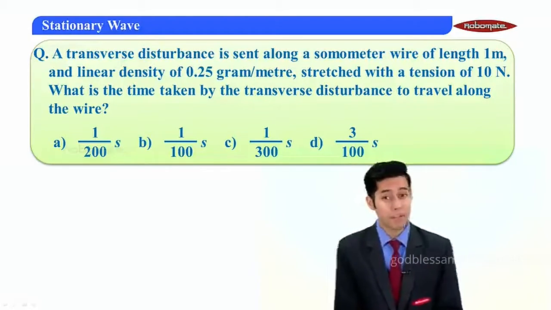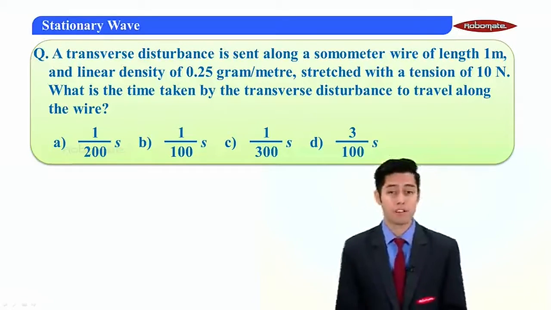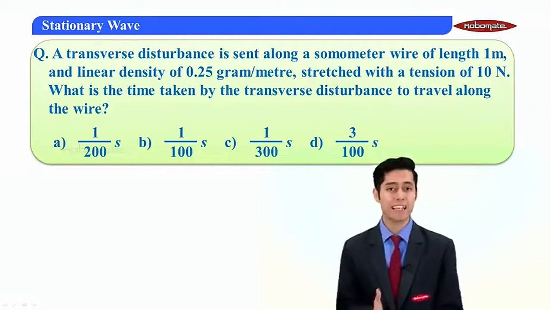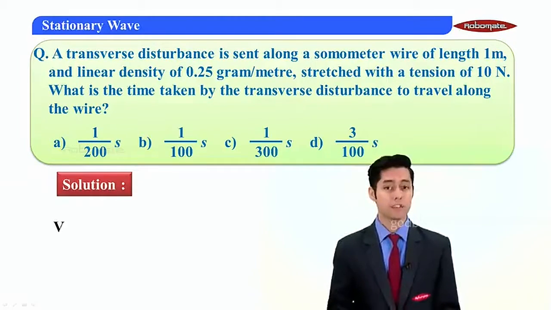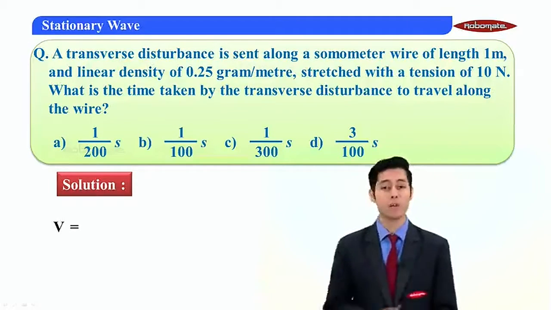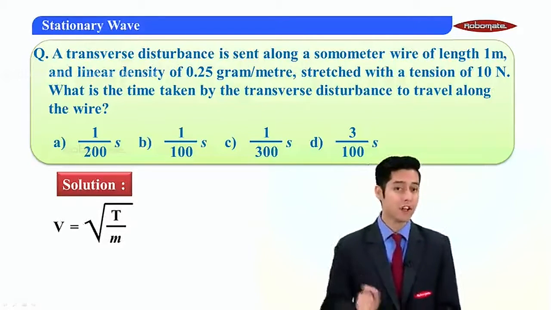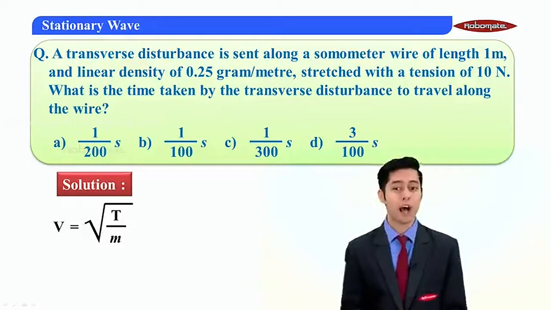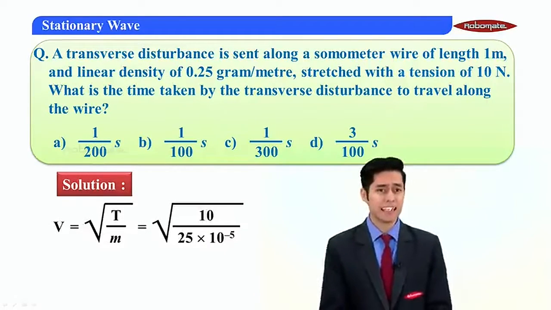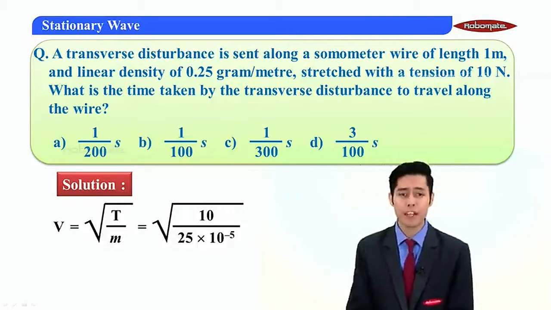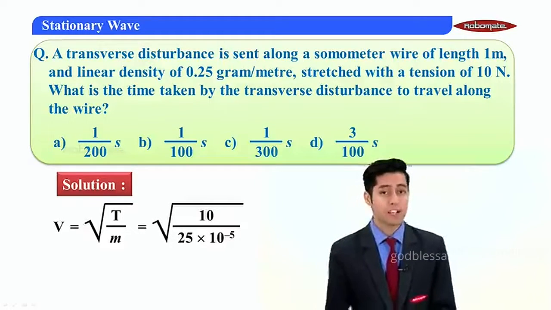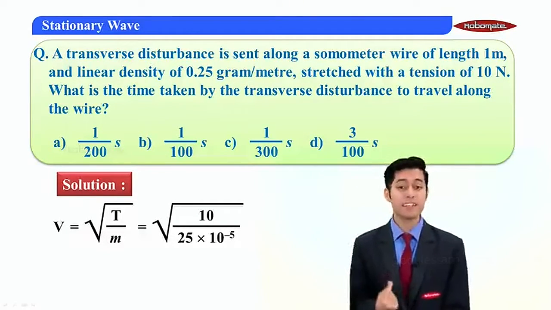Now to find out the time taken by the disturbance to travel along the wire, how will I approach the problem? Students, I know that in this case I need to know the velocity. So velocity of the wave is given by V is equal to under root of T by m. Now this is the velocity of the wave on that wire. So I have the tension, I also have the linear density. On substituting that, I get 10 divided by 25 into 10 to the power minus 5. You must be wondering how I got this 10 to the power minus 5. Students, in the above question, the unit is in gram.